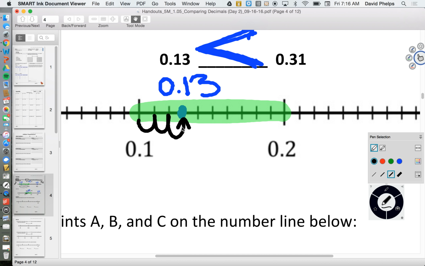Another way to think of this is we can take 0 and 1/10 and just put a 0 on the end, and it doesn't change the value. So here we're going from 0 and 10 hundredths all the way to this point, add a 0 on the end, and it's 0 and 20 hundredths. If that helps you understand how this 13 hundredths fits between 10 hundredths and 20 hundredths, you can use that strategy as well.